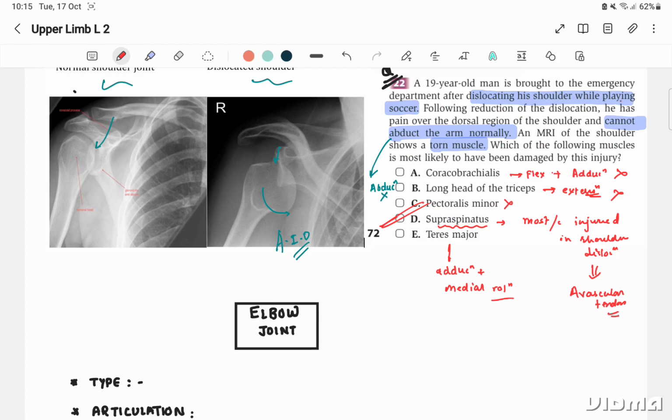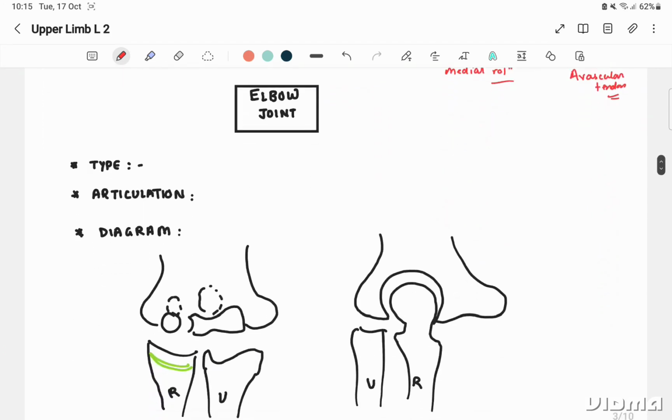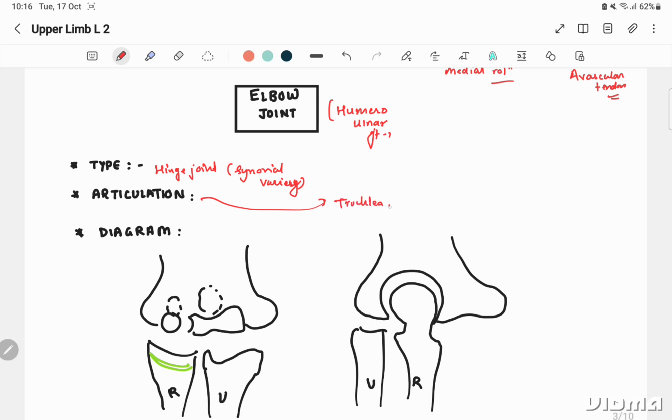Okay. After this shoulder joint, we have a small topic called the elbow joint also. So let's discuss the elbow joint. Elbow joint is also called a humero-ulnar joint. It is also a hinge type of joint, a hinge joint, and synovial variety. Articulation is in the trochlea, the capitulum, and the trochlear notch of ulna.